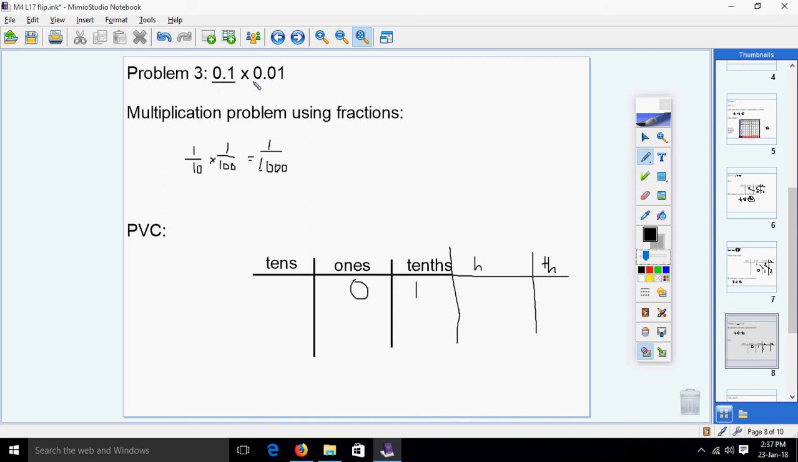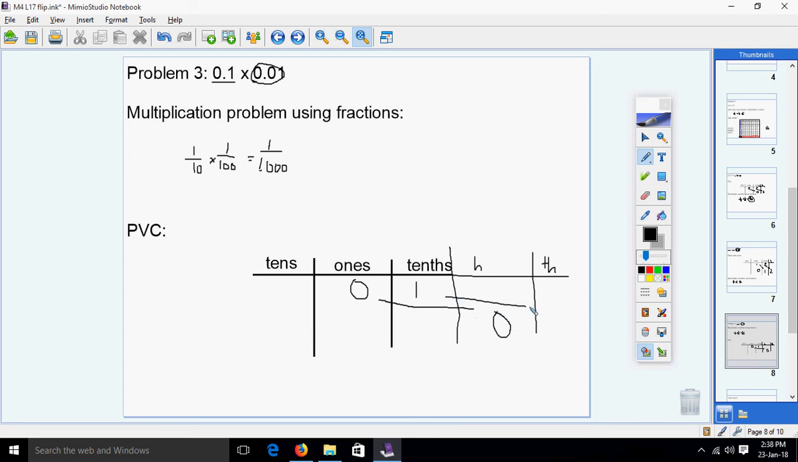Now I'm multiplying by 1/100th, okay? We already determined that if we're multiplying by 1/10, we go backwards by 1. But now we're multiplying by hundredths, so we need to go backwards by 2. Hopefully that's what you were thinking. So we're going to move over a 0. There's 1, and then there's 2. My 0 goes here.